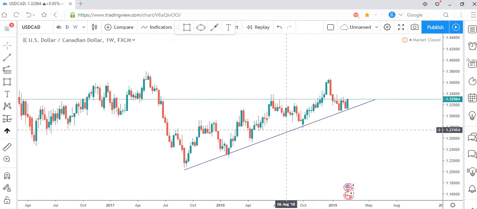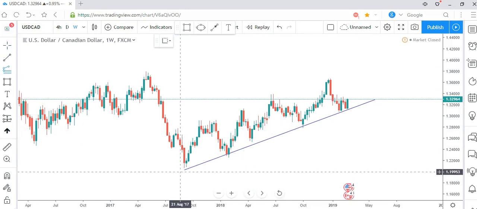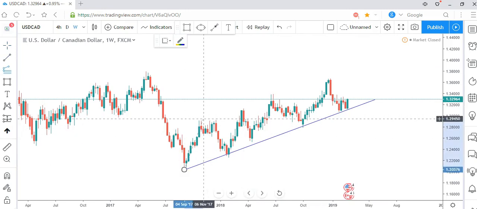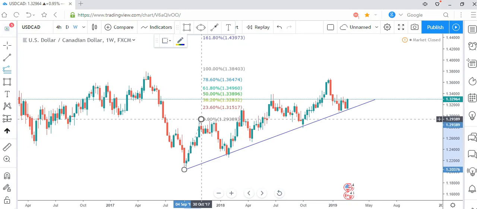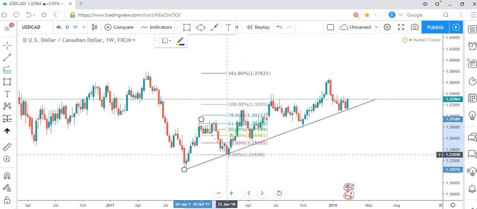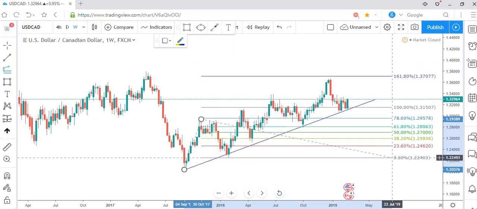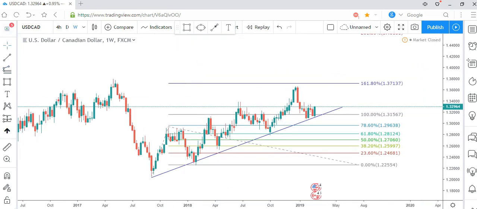So we are drawing a Fib extension tool. This was the first impulse here. From here to this point was the first impulse. Then the first pullback stops here. So we extend the tool to this point. After plotting it, this is what you get. Remember, I said when price reaches the 161.8% extension level, you should take your final trade.